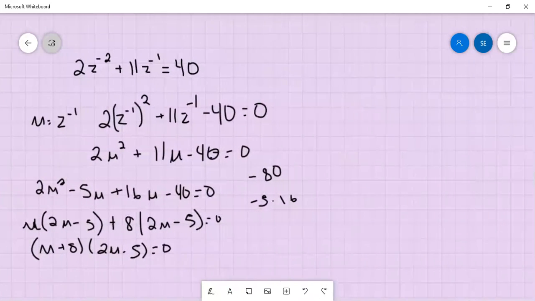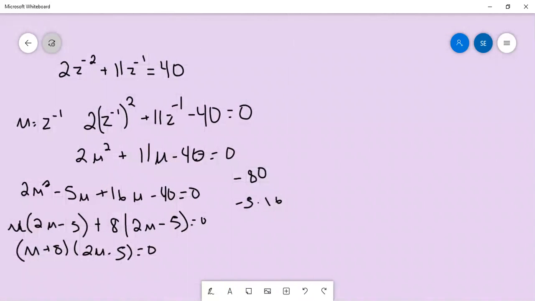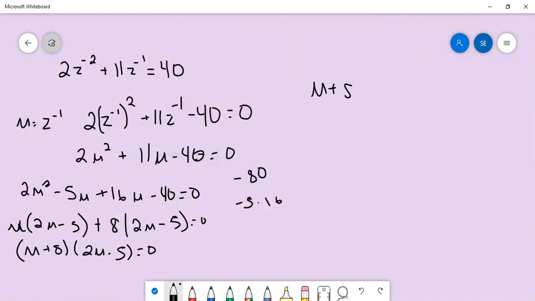And then we want to continue to solve this. I'm going to say u plus 8 equals 0 and 2u minus 5 equals 0. So u plus 8, we're going to subtract 8 from both sides. We get u is equal to negative 8. We're going to add 5 to both sides of this. We get 2u equals 5. Divide both sides by 2. We get u is equal to 5 halves.